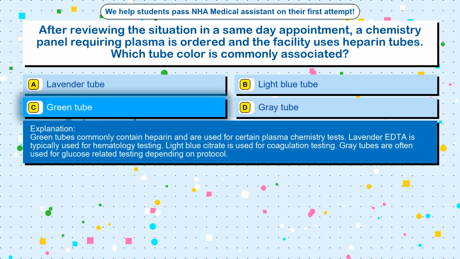Green tubes commonly contain heparin and are used for certain plasma chemistry tests. Lavender EDTA is typically used for hematology testing. Light blue citrate is used for coagulation testing. Gray tubes are often used for glucose-related testing depending on protocol.